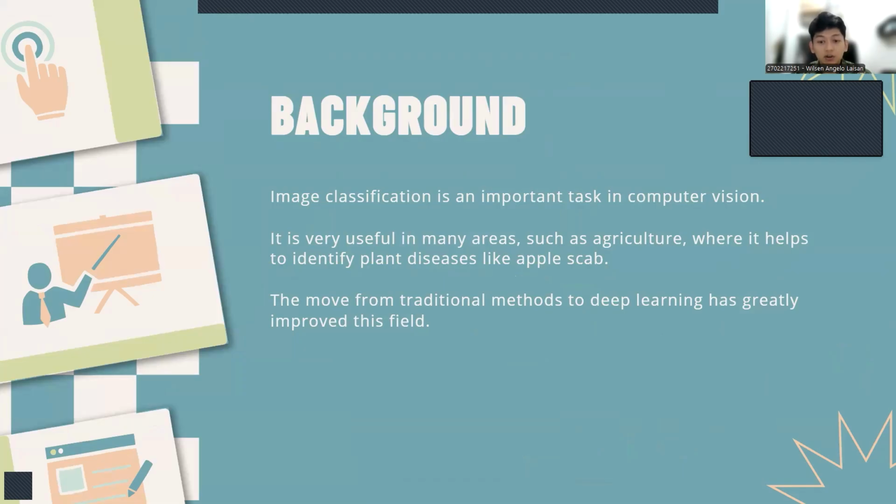Image classification is a technology that helps computers understand visual content. It's very useful not only in areas like self-driving cars and medicine, but also in agriculture. In the past, people used traditional methods, but now deep learning has taken over.